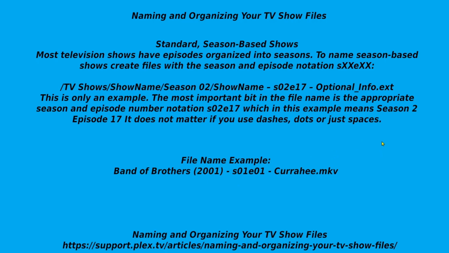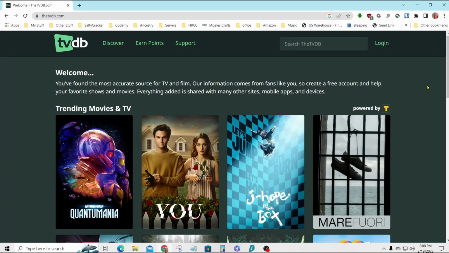So let's go look at how to do this in the Advanced Renamer program. The first way I'd like to show you to get some metadata into your Plex server files is to go to the TVDB.com website. The "The" is on the front, but it's actually the TVDB website.